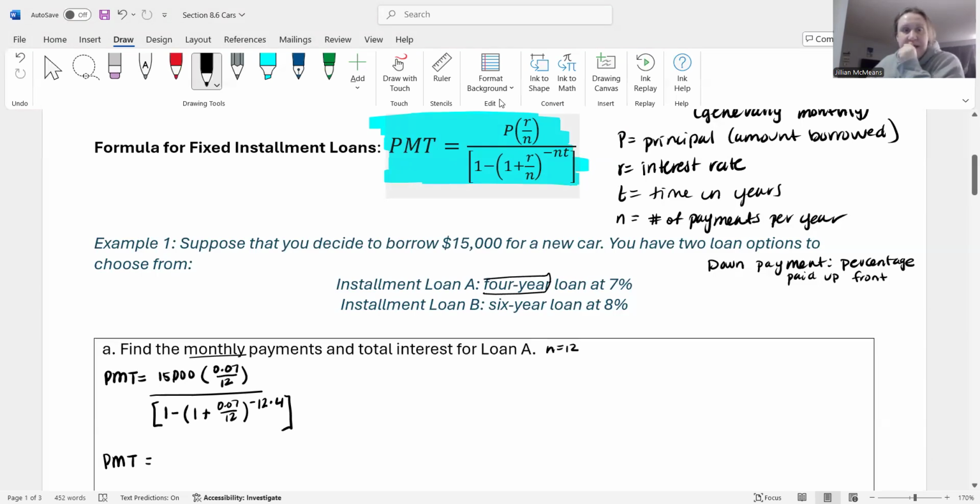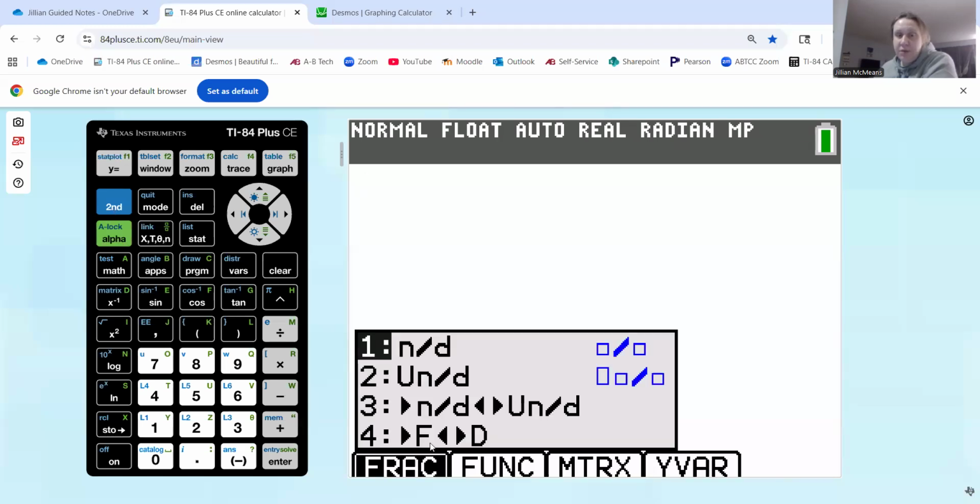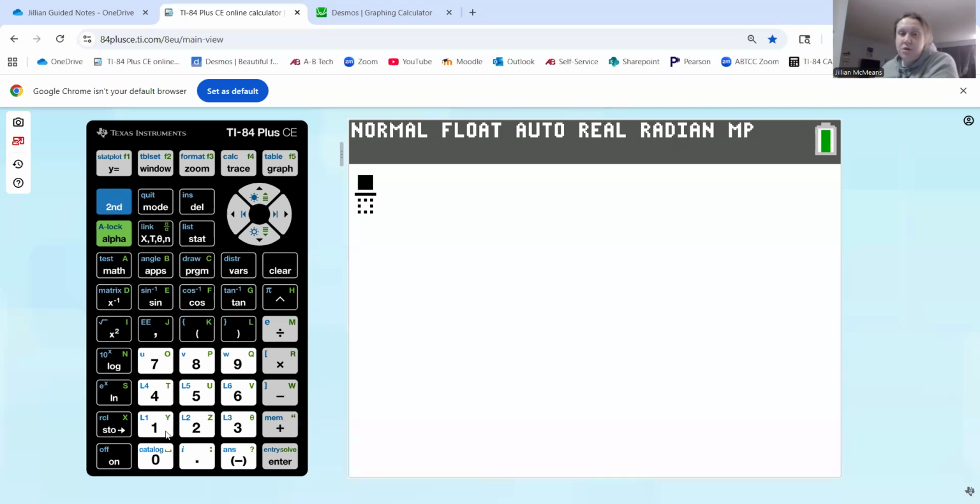Okay, so on the calculator, remember we can go alpha y equals. It pulls up this fraction menu. We want to choose the first option, which will just give us a simple numerator denominator. For the numerator, we have 15,000. And then we're going to multiply that by parentheses R over N, so 0.07 divided by 12.